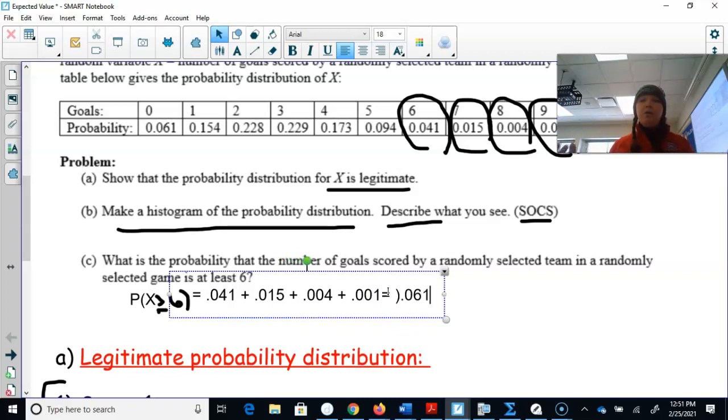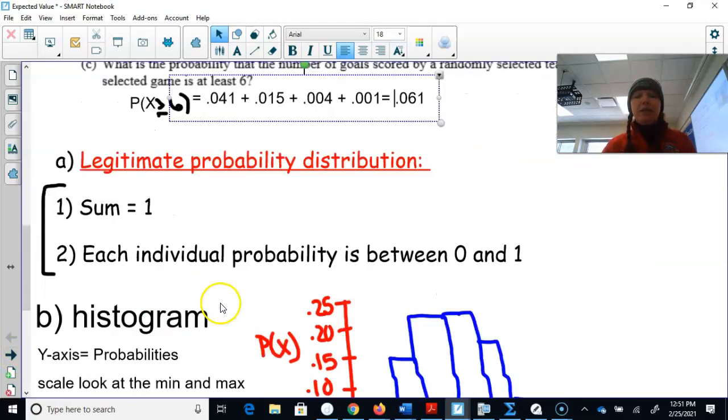Okay, so again, what do we need to know? What makes something legitimate? How do I make a histogram of this data? And how do I read the distribution, and answer probability questions based off of it? We should feel good about that. Let's move on to that expected value. That's going to be part 3 of the video.